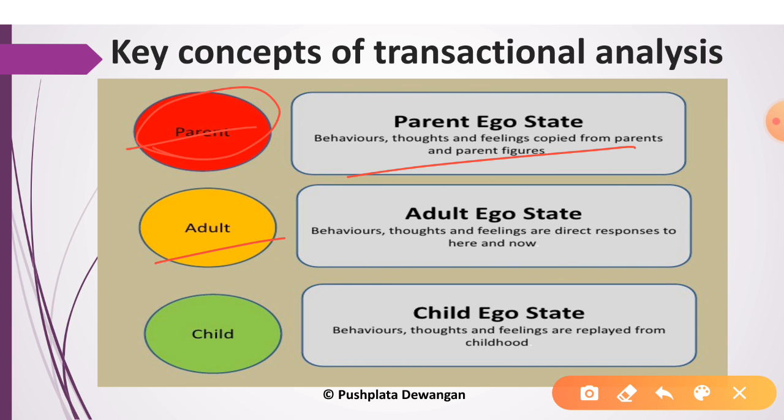ego state. It is rooted in the present and related to the direct response in the here and now, and is not influenced by our past. This tends to be the more rational part of our personality. Now the third one is the child ego state, which is rooted in the past and is a set of thoughts, feelings, and behaviors learned from our childhood. This can be free and natural, or strongly adapted to the parental influences.